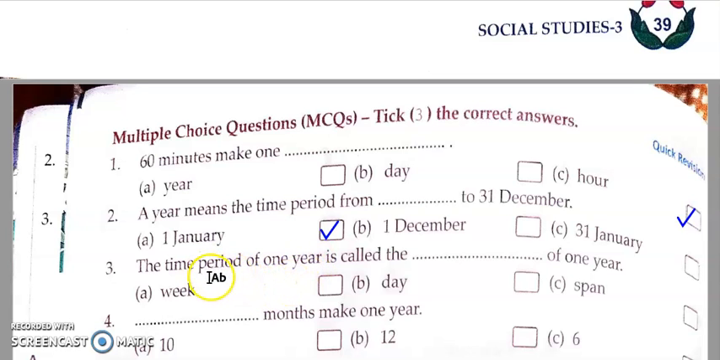Third one, the time period of 1 year is called dash of 1 year. The time period, as we had learned about this, is it week, day or span? What is the correct answer? Span. Here you have to tick.